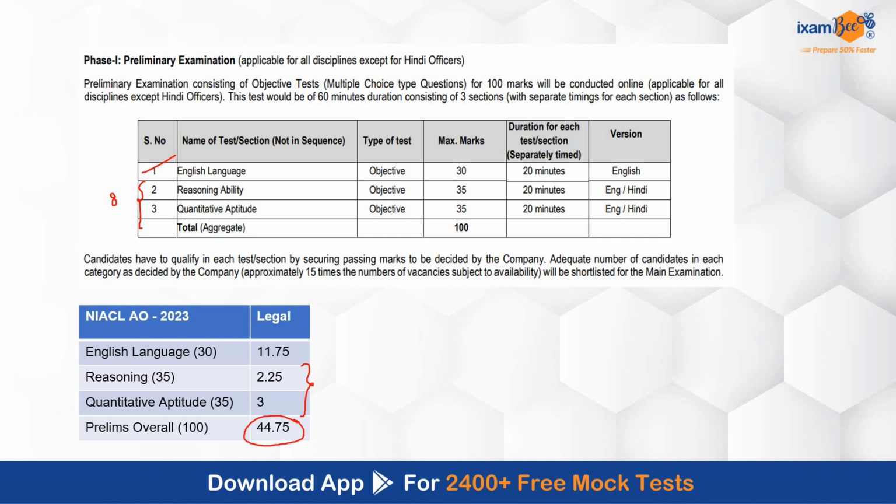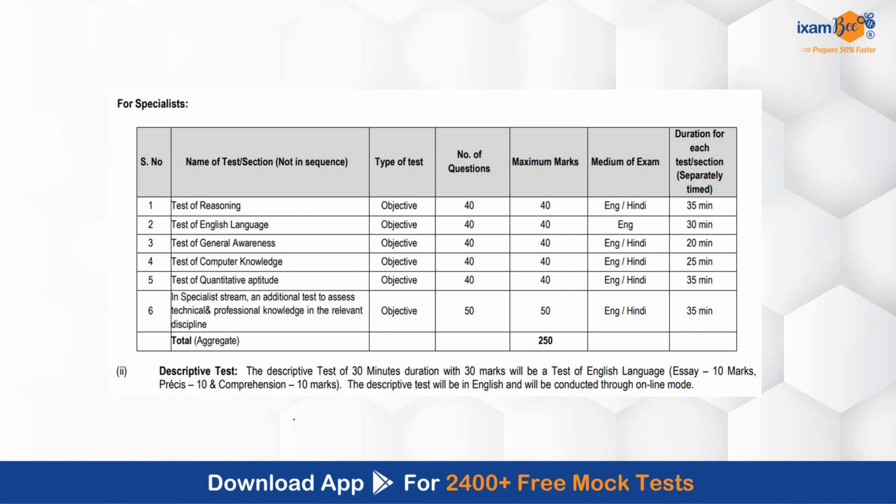Now moving to the mains. In mains, you have 6 subjects: reasoning, English language, general awareness, computer knowledge, quantitative aptitude, and then your specialized area. Then you have a descriptive paper, in which there is essay, précis, comprehension. Descriptive is online mode. Sectional timing is also given. Sectional cutoff is also present. The number of questions are 40 in the first 5 sections and 50 in the next section.